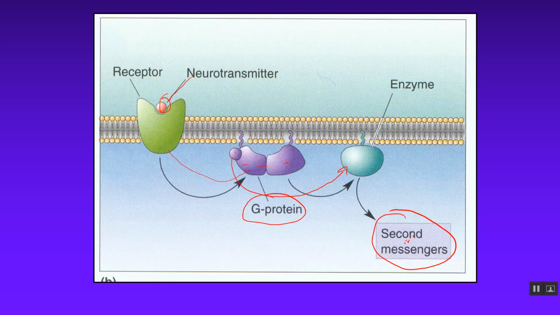But a lot of it is using the G protein, one of the chains, to go activate another enzyme typically that then creates the second messenger. So the G protein is the first messenger, then whatever the enzyme that's activated creates is the second messenger.